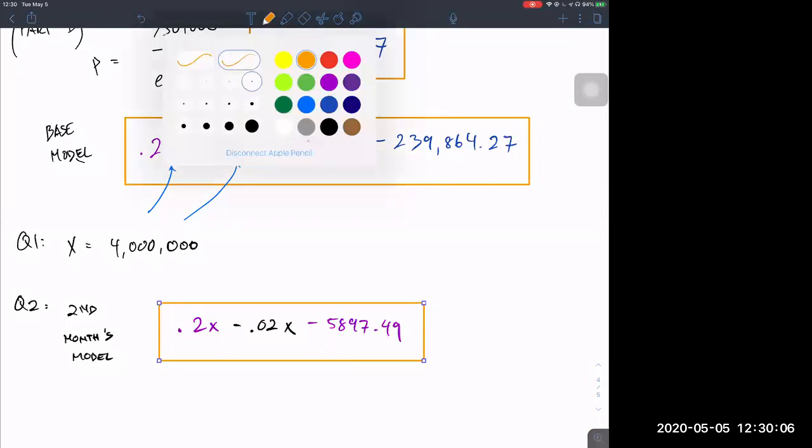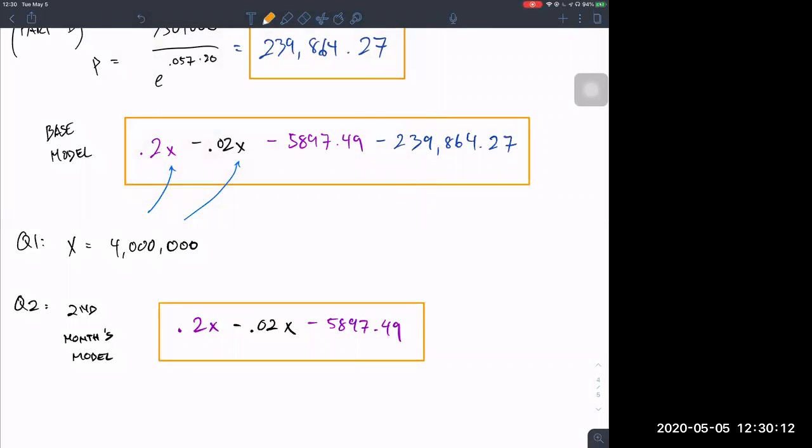You would say that the first question, the base model, does not follow. And why is that? Because it's not a recurring payment. Okay. How do I know it's not a recurring payment? Because the compounding period is what?